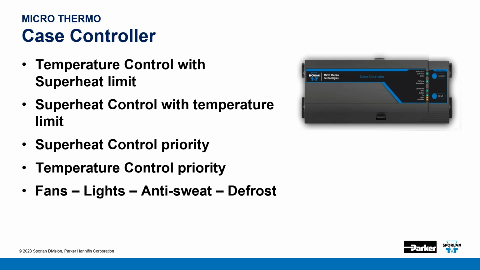We give you a few ways to control the fixture or case. You can do temperature control with superheat limit. You can do superheat control with temperature limit. You can do superheat control as the priority. You can do temperature control as a priority. I can tell you that all of the CO2 stores that I have done have been set up for temperature control with superheat limit. That seems to work the best for CO2. And then finally, the fans, the lights, the anti-sweats, and the defrosts can also be controlled directly through the microthermal case controller.